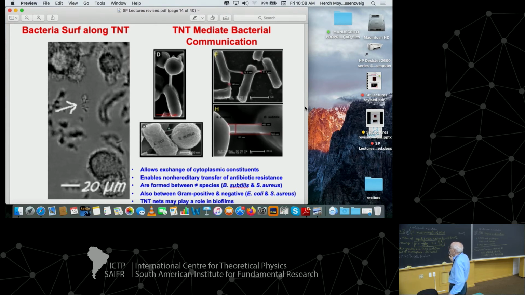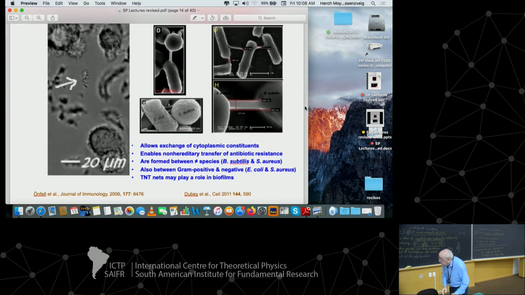Third, amazingly, they are formed between different species, for instance, Bacillus subtilis and Staphylococcus aureus. And even more, they are formed between Bacillus, E. coli and Staphylococcus aureus. And they may also play a role in the collective formation of a biofilm with this connected network. Here are the references.